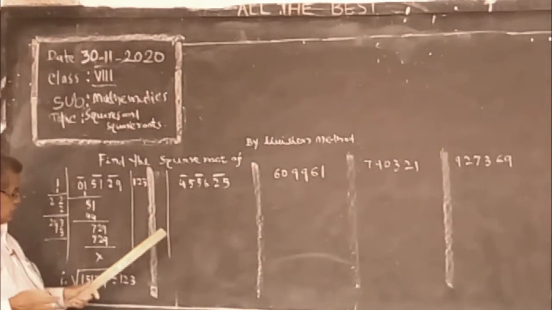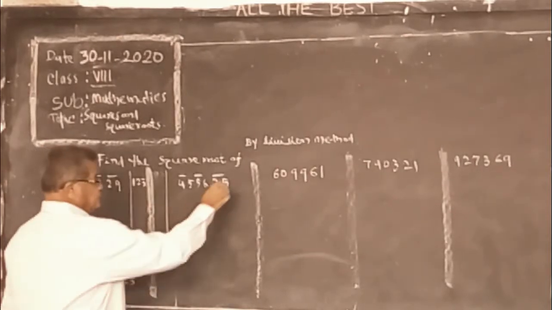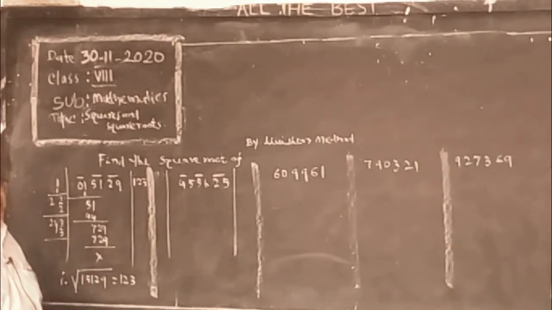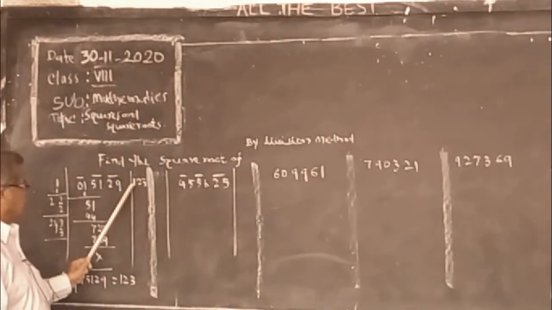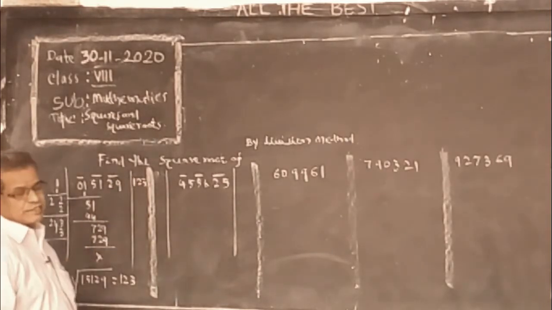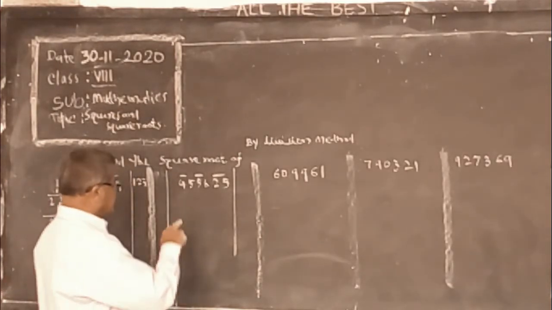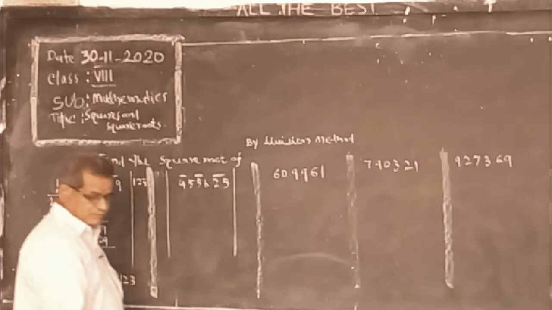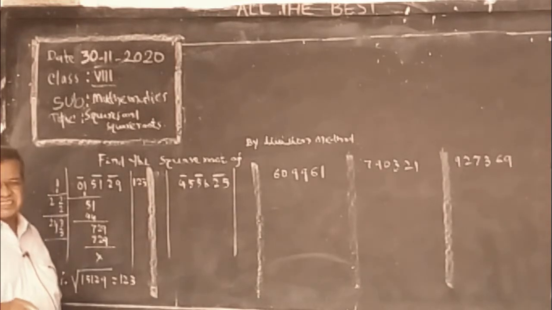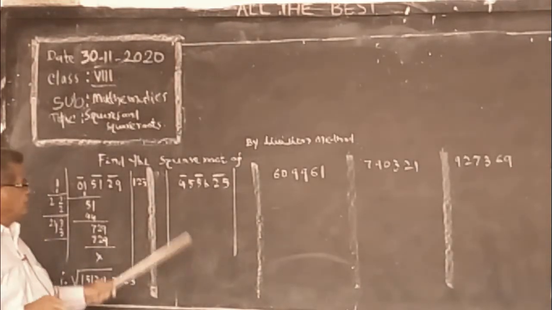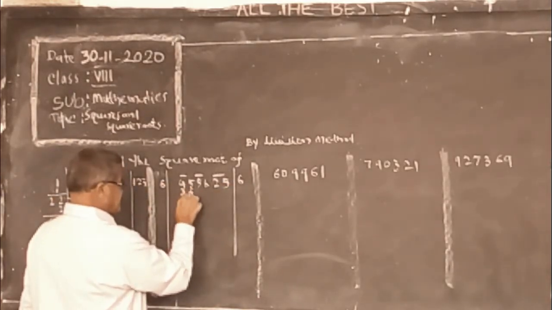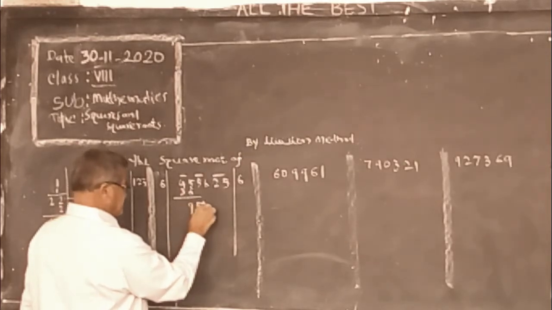Now the square root of this number. First make pairs, 3 pairs. Here also 3 pairs. In the square root we get 3 digits, for every pair we get 1 digit. Now 45 is there. Get the square numbers. 5 5s are 25, 6 6s are 36, 7 7s are 49. 49 is not divisible. It is possible by 6. 6 6s are 36.